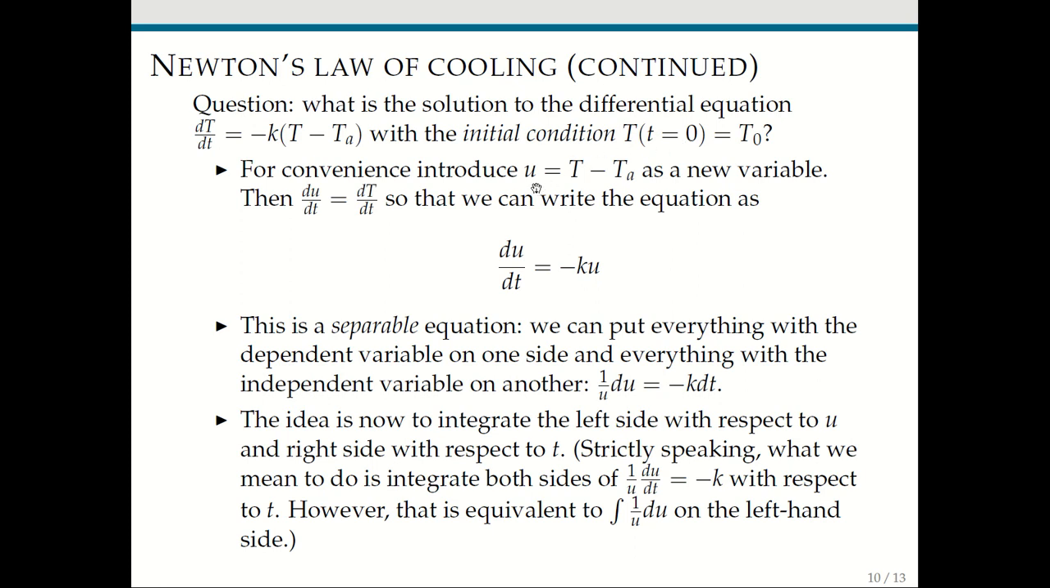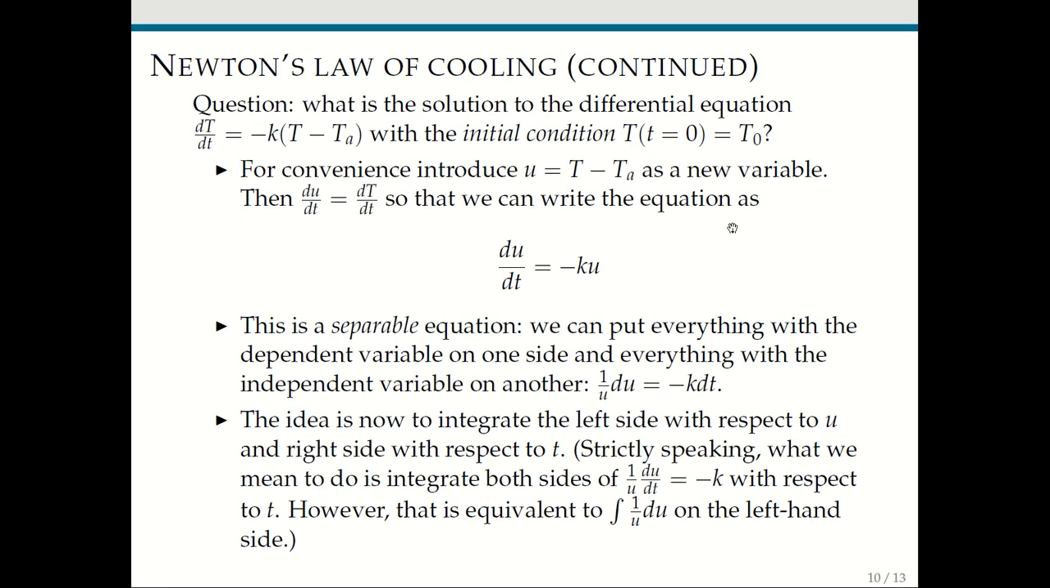I find it convenient to introduce a new variable, u, which is equal to T minus Ta. Now I need to relate the rate of change of u to the rate of change of T. To do this, I simply differentiate both sides of this equation and keep in mind that Ta is a constant, so its derivative will go to 0. And then I find that du/dt is equal to dT/dt. So I put this expression back in my original equation. The equation I am now interested in is du/dt equals minus ku, which is a simplification in my eyes from what we started with.